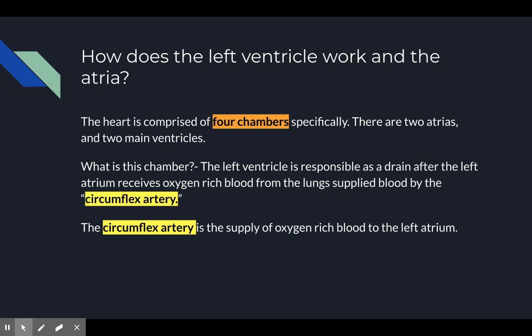The left ventricle is responsible as a drain after the left atrium receives oxygen-rich blood from the lungs, supplied blood by the circumflex artery. What this means is the circumflex artery is basically the supply of blood, and then it goes first to the left atrium. And the circumflex artery, if you may not know, is the supply of oxygen-rich blood to the left atrium.